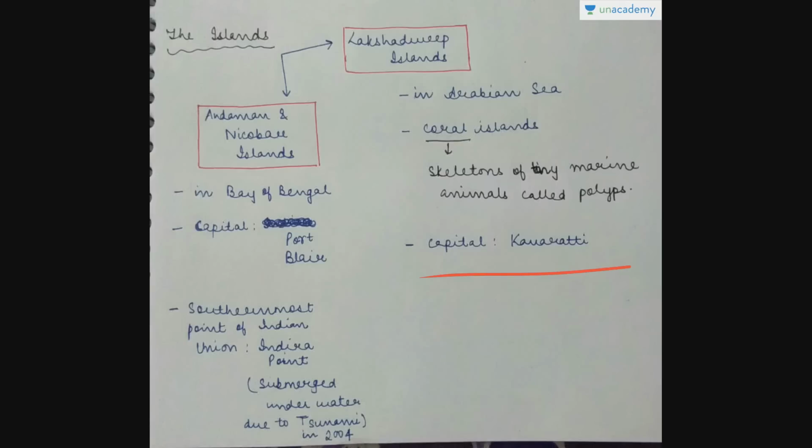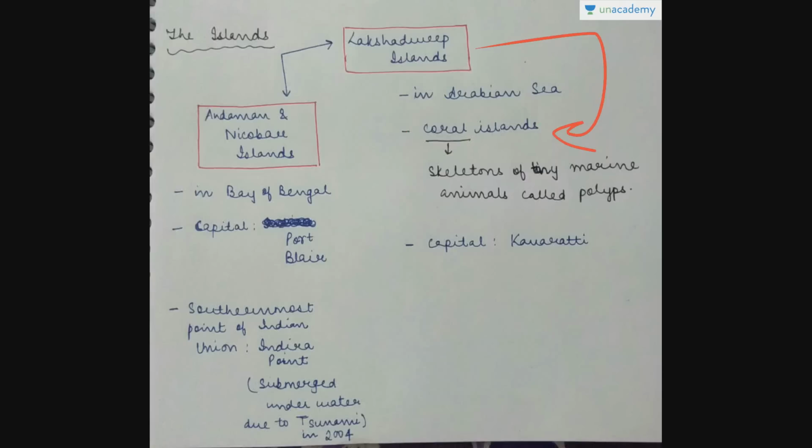Then the Lakshadweep Islands, they are coral islands. What is coral? It is the skeletons of tiny marine animals called polyps. These polyps are small little marine animals found in the water bodies. When these animals die, their skeleton is left, and when all these skeletons are piled up, it forms a coral island. This Lakshadweep is a coral island.